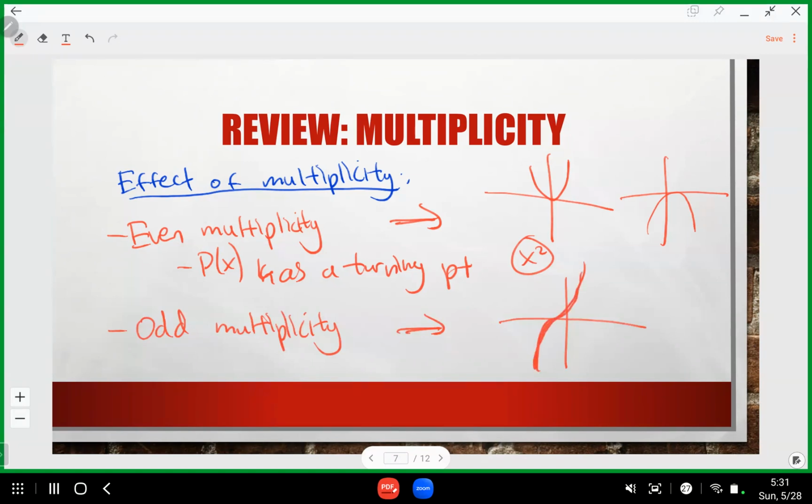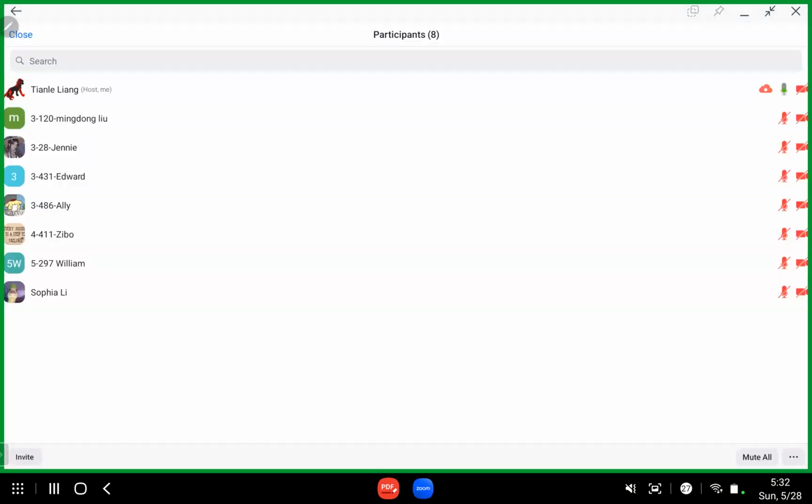Because a root is basically just an x-intercept. When the graph hits the x-intercept, it either bounces back up or it cuts through the axis and changes sign into the negatives. So this is some variant of x to the third, which has an odd multiplicity. This means that p of x changes sign. Are there any questions on this? If there are no questions, then I'm going to continue.